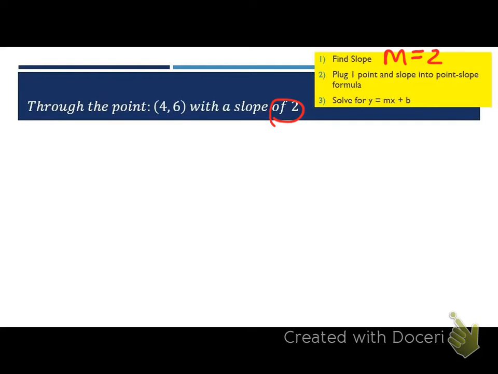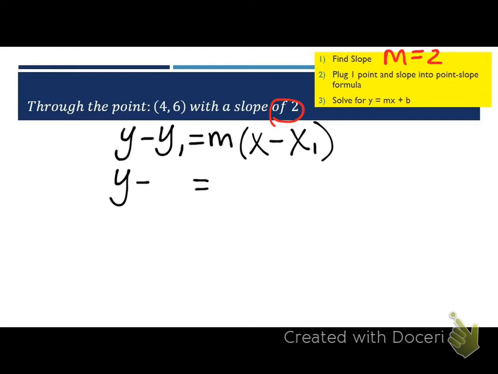Now I'm going to plug in one point, which they only gave me one, and the slope into the point slope formula. So I'm going to write it, y minus y1 equals m times x minus x1. I'm then going to write it with a bunch of blanks so that I can just fill in correctly. So y minus blank equals blank, parenthesis x minus blank, end parenthesis, because I'm going to plug in the information that they gave me.